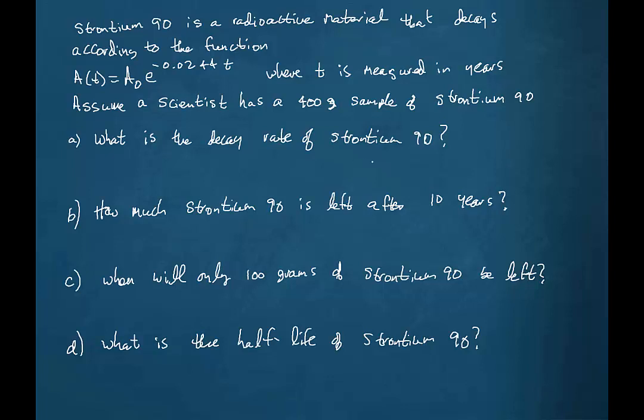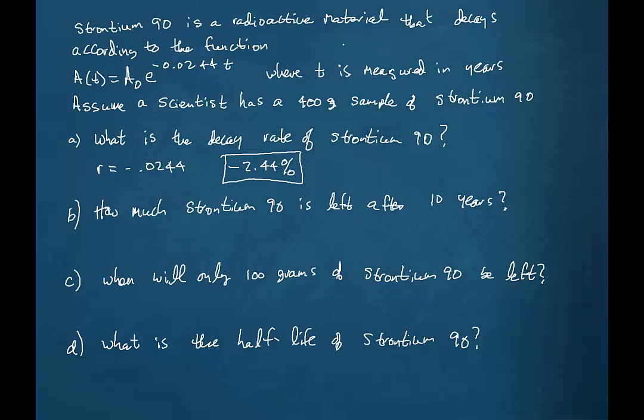What is the decay rate of strontium-90? Our decay rate, we have here in the function, r is negative 0.0244. We also could express this as minus 2.44% if we want to express this in percent form.